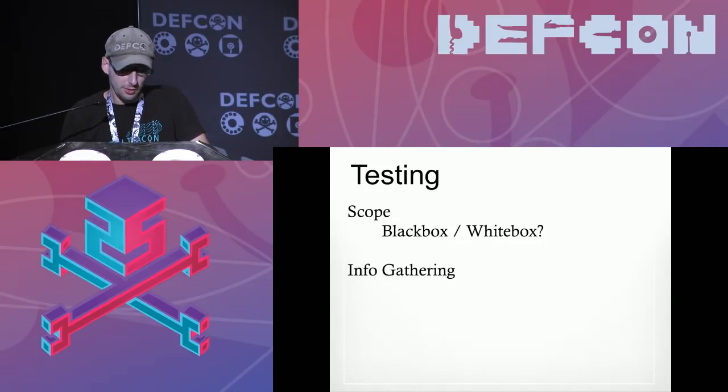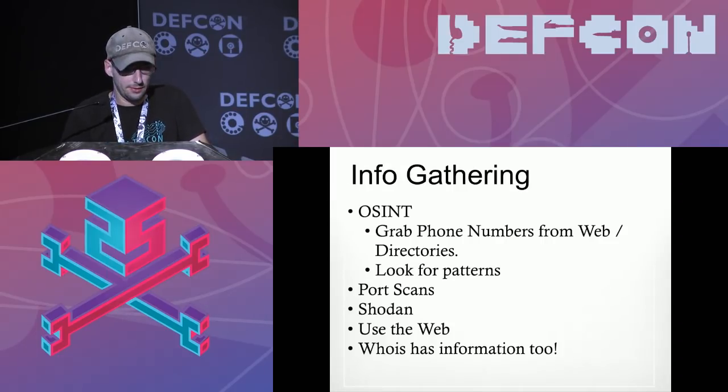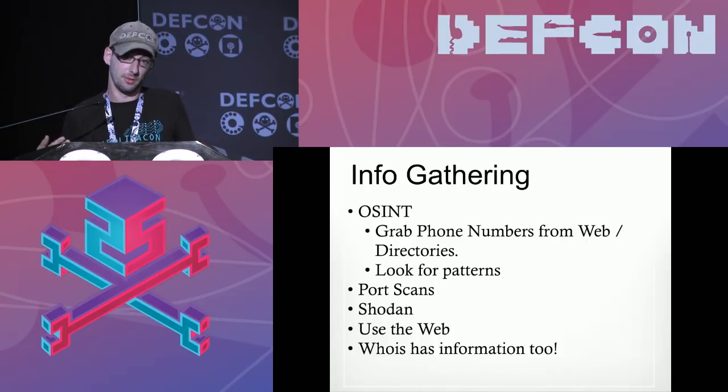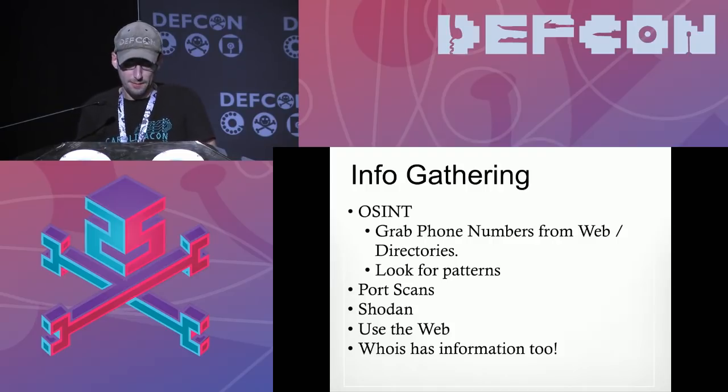So you do your information gathering, and that consists of OSINT, right? You can grab phone numbers from the web, but the company you're testing's website, they generally list a bunch of phone numbers there. Or you can use corporate directories and look for patterns in the phone numbers. Do port scans. It's noisy on the web if you're looking for something like SIP traffic. It's very noisy, so you should throttle that down a bit. And when I say use the web, I mean just Google and use free carrier lookup tools.